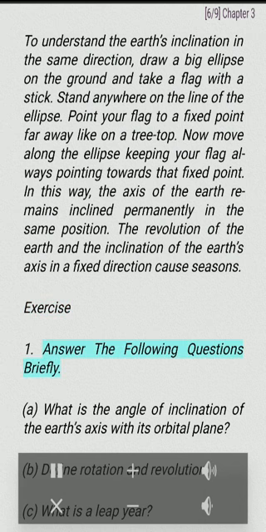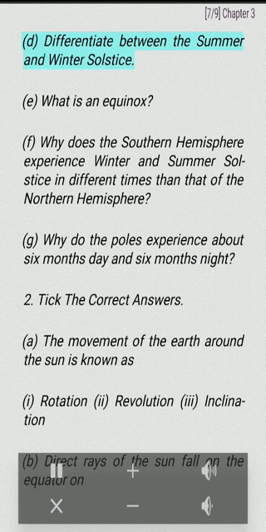Exercise 1. Answer the following questions briefly. A. What is the angle of inclination of the Earth's axis with its orbital plane? B. Define rotation and revolution. C. What is a leap year? D. Differentiate between the summer and winter solstice. E. What is an equinox? F. Why does the southern hemisphere experience winter and summer solstice at different times than the northern hemisphere? G. Why do the poles experience about 6 months of day and 6 months of night?